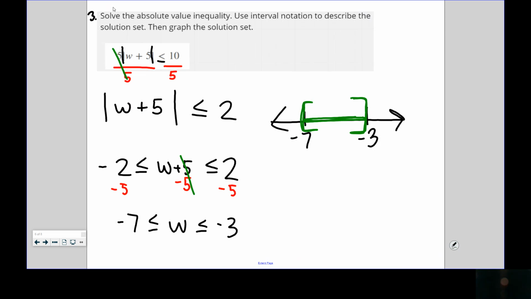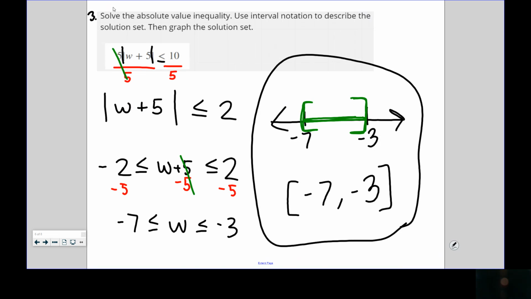Now y'all tell me, what should my interval notation look like? What should it start with? Bracket. -7, comma, -3. Bracket again. Very good. You think you can do this problem on your own?